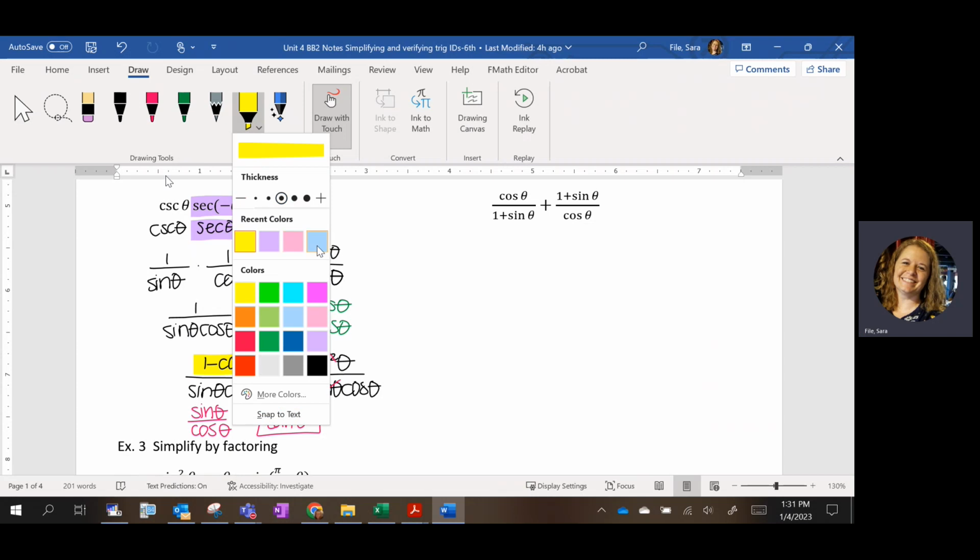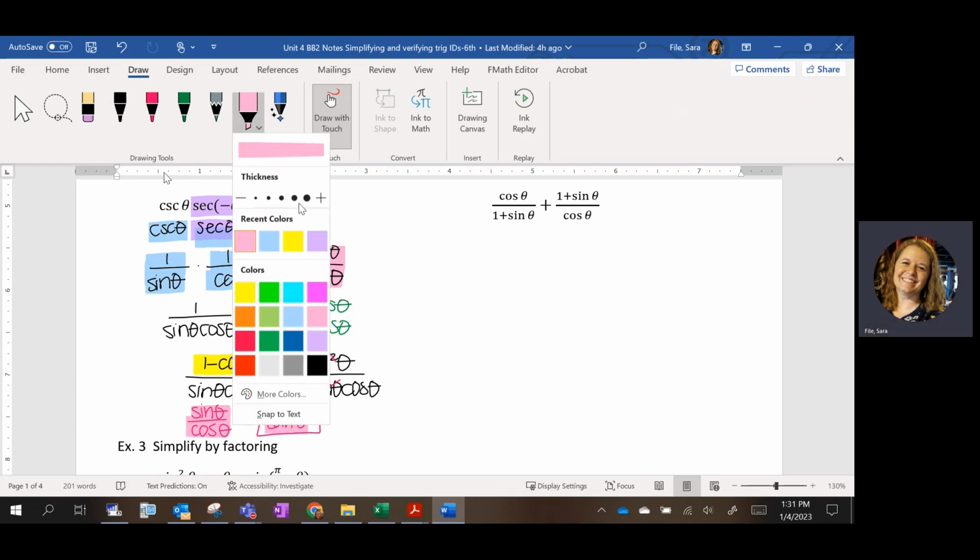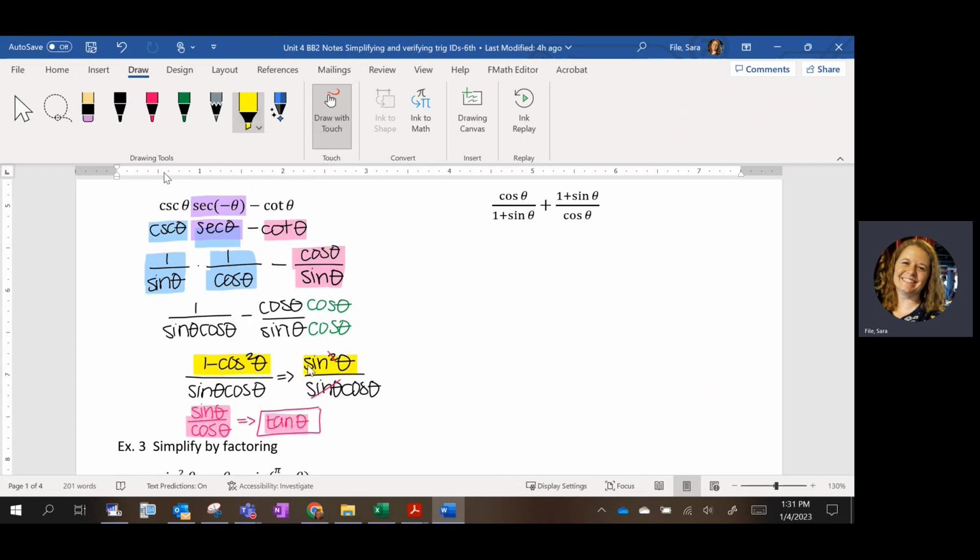I didn't highlight here. This is the reciprocal I used here and here. And this is a quotient I used here and here. The rest, oh, the Pythagorean. Let me highlight the other half of the Pythagorean there. Good?